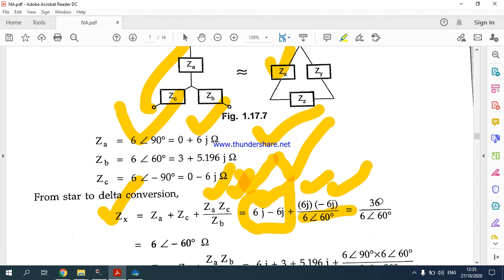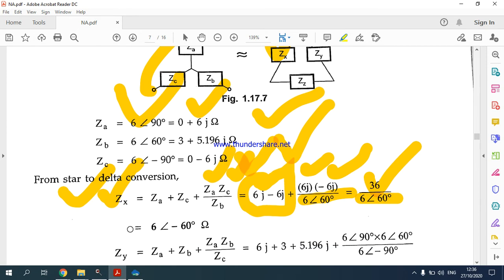6 into 6 you will get 36. J into J, what will you get? J square. J square means what? Minus 1. That minus 1 and this minus will be multiplied, you will get plus, you will get 36 divided by 6 angle 60 degree, you will get ZX.